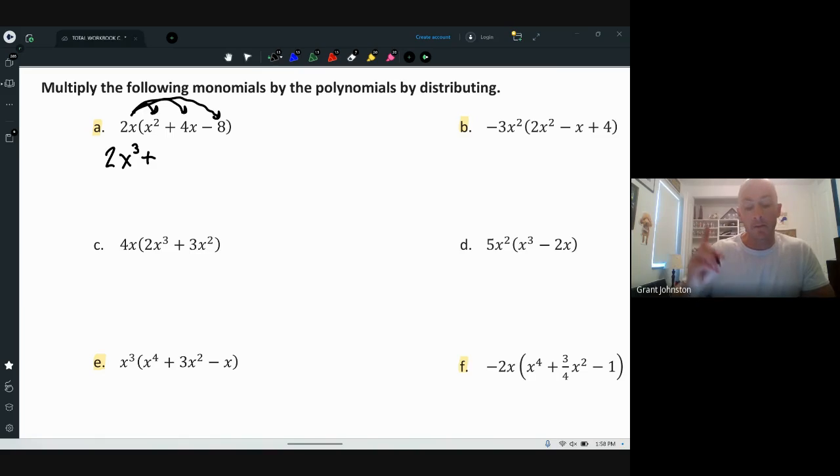Now the 2x times the 4x, well, 2 times 4 is 8. Just multiply the coefficients. And then x to the first times another x to the first, 1 plus 1, we add the exponents, is 2. So it's going to be x to the second. Now the 2 times the negative 8 is negative 16. And the 8 doesn't have an x with it, so there's nothing to really add that x to the first with in terms of the exponents. So we're just going to tack that x on.